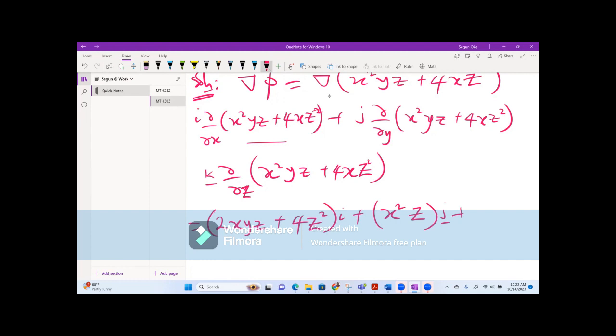So let's differentiate the next one. x squared y plus 4xz, 4x, this is z. Right, 8xz. Okay. Do we agree with it? Is it correct?